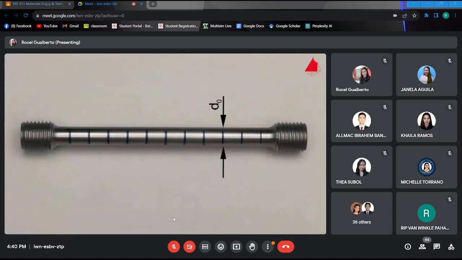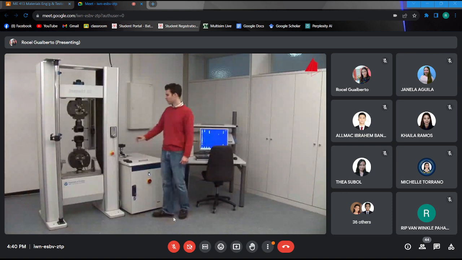It has a cylindrical test region with an original diameter of 10 millimeters and an original gauge length of 100 millimeters. Within this test region, distance marks have been drawn at regular intervals. They help to visualize and measure the plastic behavior of the specimen.